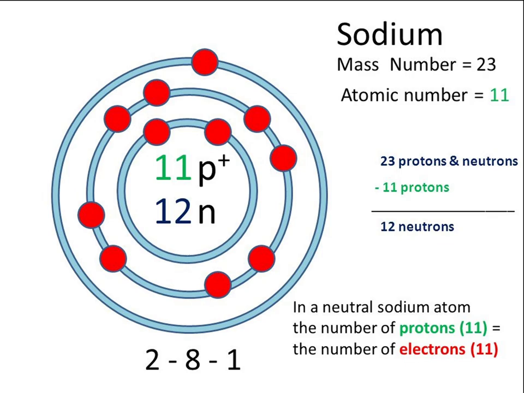The charges on a proton and an electron are equal in magnitude. So, the negative charges of the 11 electrons outside the nucleus balance the positive charges of the 11 protons inside the nucleus. This balance makes the atom neutral.